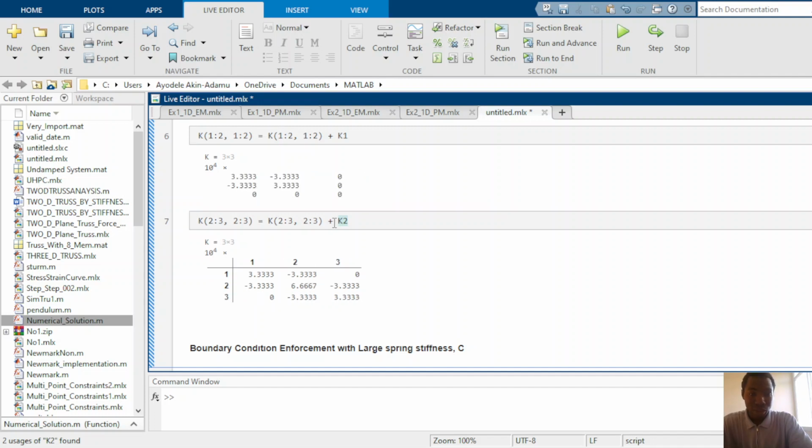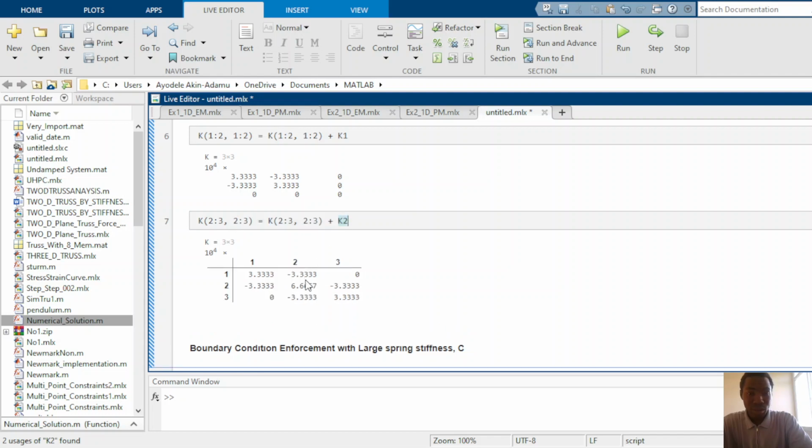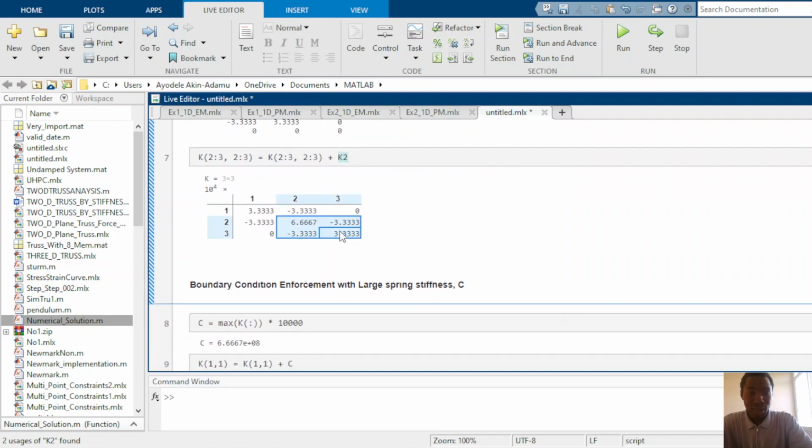So this code does that. When I run this code, this matrix is formed, adding K2 to this position. So this is our global stiffness matrix for this structural problem.